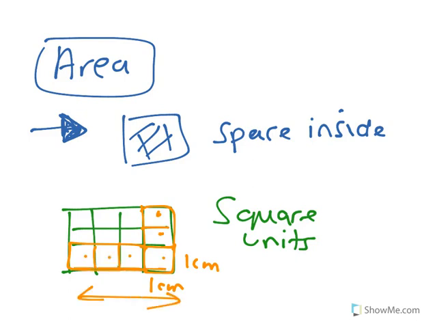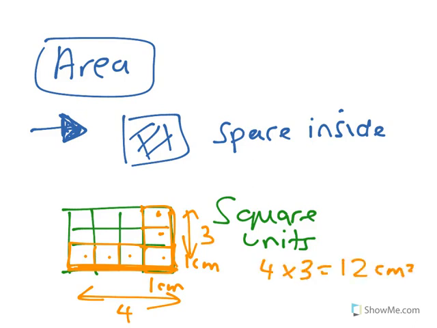And realising that for a rectangle, it is the length times the width. So that's 4 times 3, so it's 12, and it will be in centimetres squared.